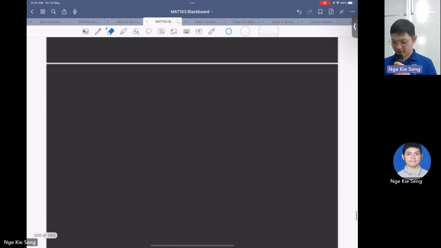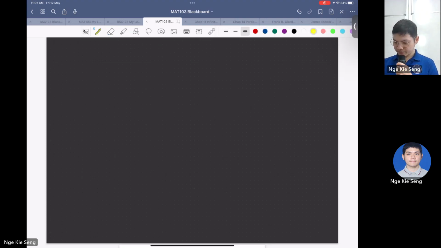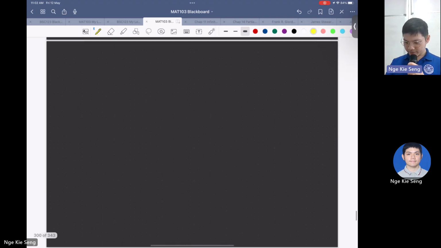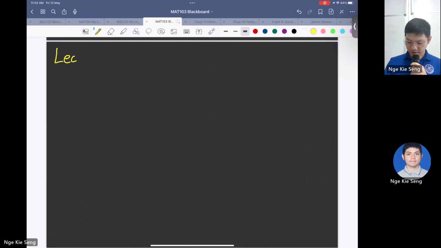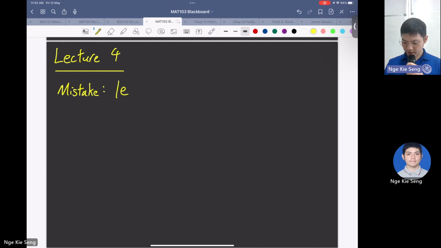Maybe we just get started. Don't want to drag too much time. Okay, so thanks to Zhe, he pointed out, I think in lecture 4, that I wrote down the absolute value of e to the power x is equal to e to the power absolute value of x. So this is wrong. You see why this is wrong?